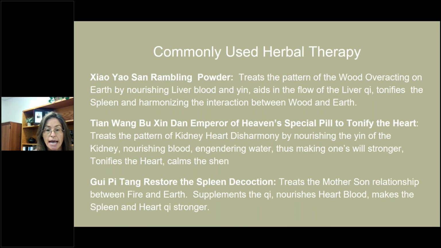Tianwang Bu Xin Dan, Emperor of Heaven's special pill to tonify the heart, treats the patterns of kidney-heart disharmony by nourishing the yin of the kidney, nourishing the blood, engendering water, thus making one's will stronger, tonifies the heart, and calms the Shen. Gui Pi Tang, restore the spleen decoction, treats mother-son relationship between fire and earth, supplements the qi, nourishes the heart blood, and makes the spleen and heart qi stronger.